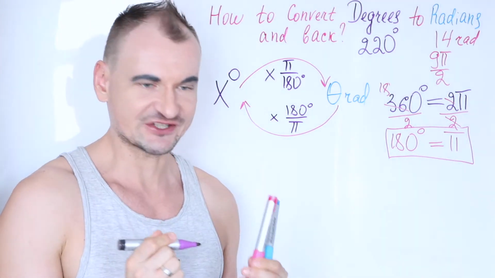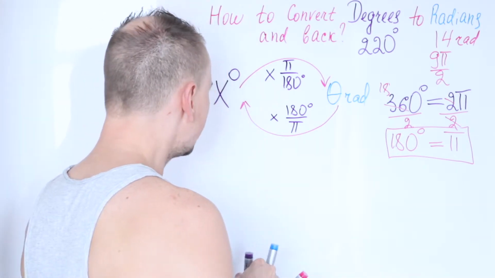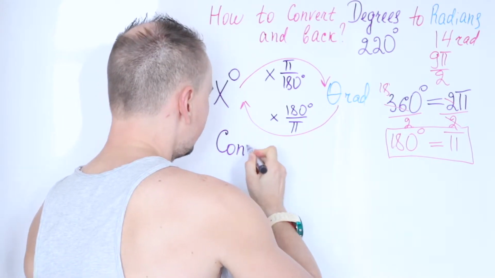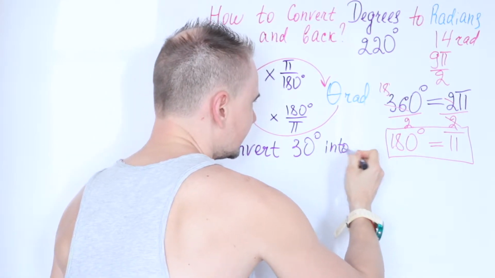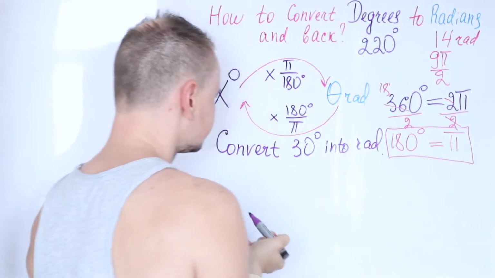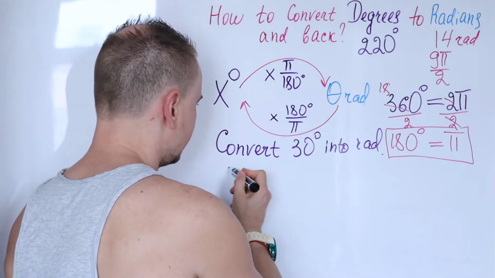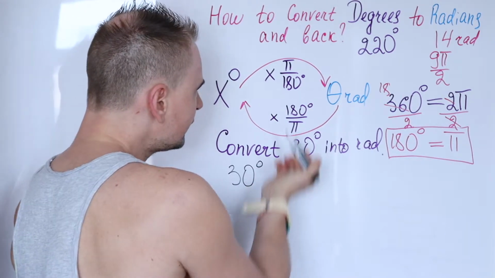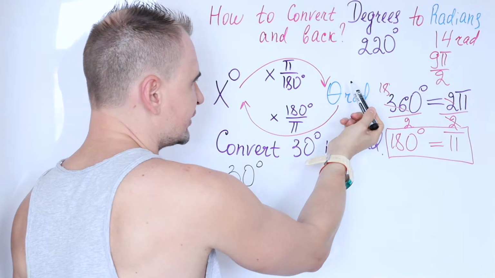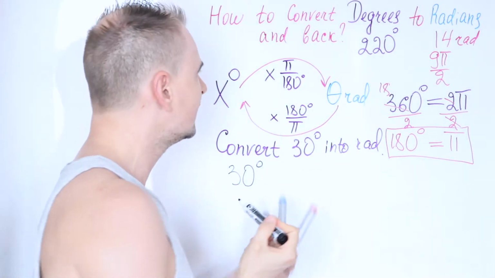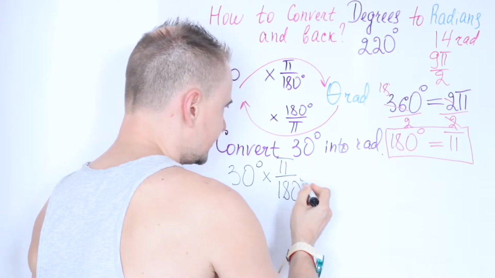Now, let's put it to the test. Let's say you have been given 30 degrees and you need to convert 30 degrees into radians. Now, the way you would do it is just write this 30 degrees. And you need to multiply, since we're going in this direction, so we're going to convert it into radians, we're going to multiply it by pi over 180 degrees. So times pi over 180 degrees.